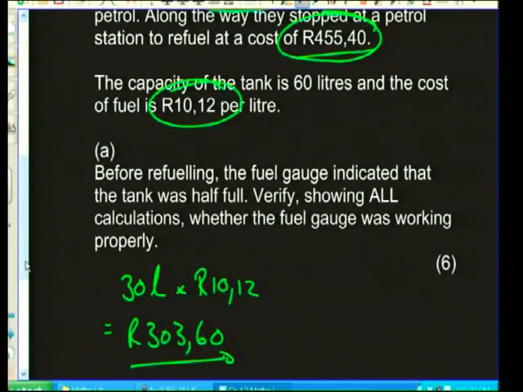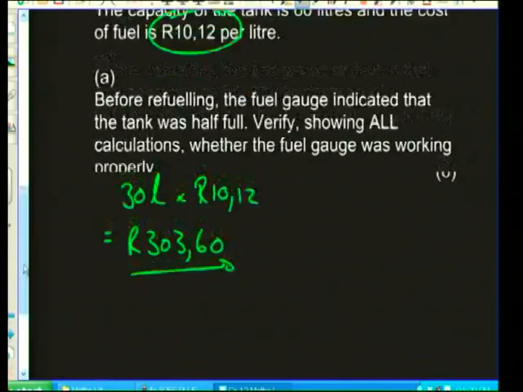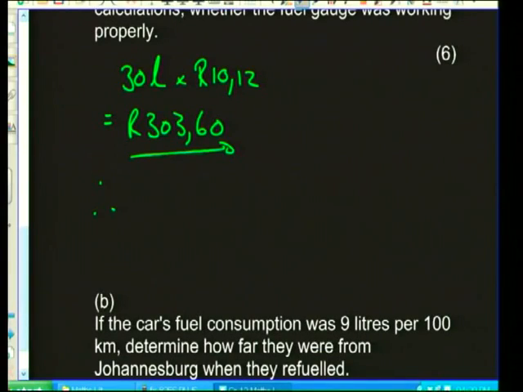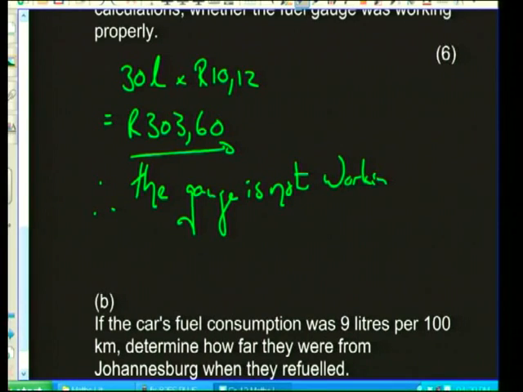In other words, my tank is saying, hey, we're halfway, but actually we're not. Because if it was halfway, it would have only cost us 303 Rand to fill it. It cost us more to fill it. So in other words, my gauge is not working correctly. So the question says verify, showing all calculations, whether the fuel gauge was working properly. So I'm going to say, therefore, the gauge is not working properly.